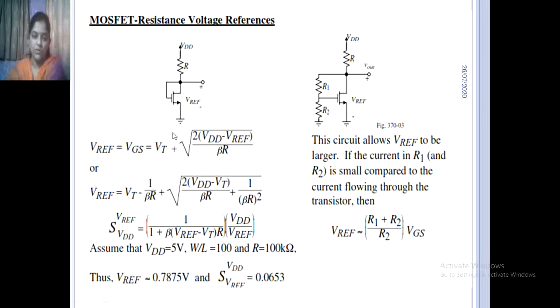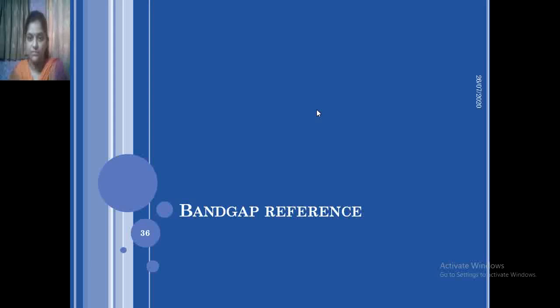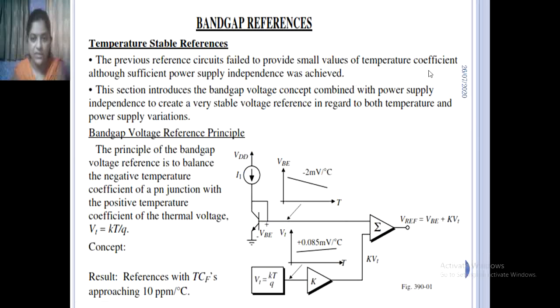So the gate is connected to the drain terminal, and R1 and R2 are used as a voltage potential divider. Then the next point is bandgap references. So let us see the bandgap references.